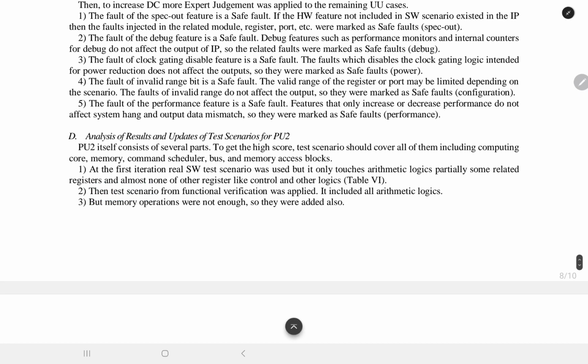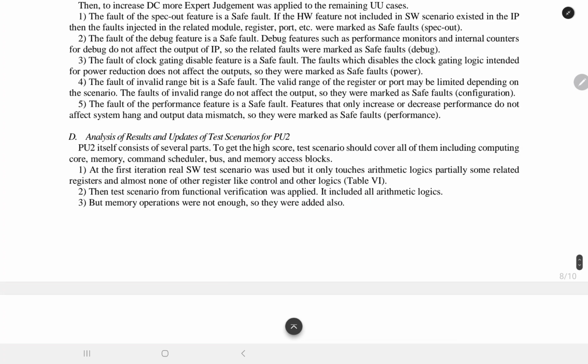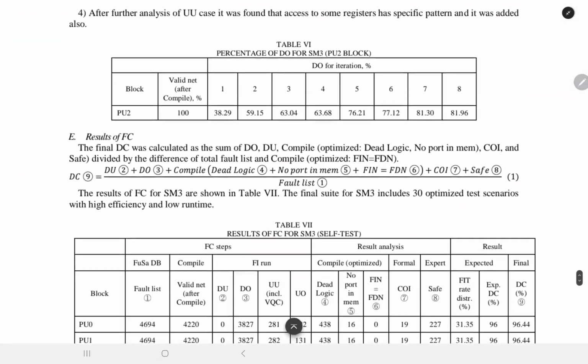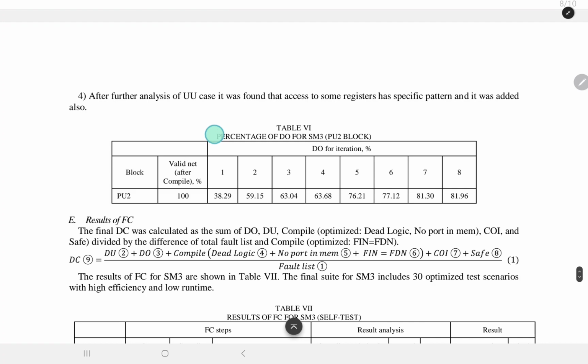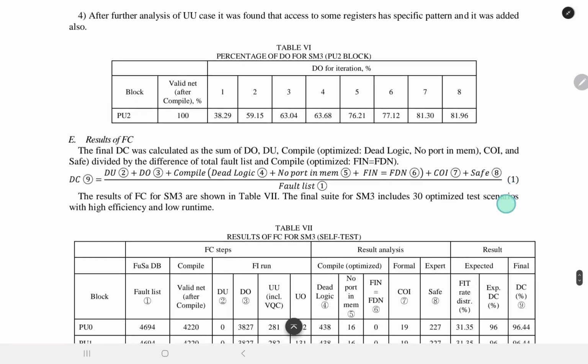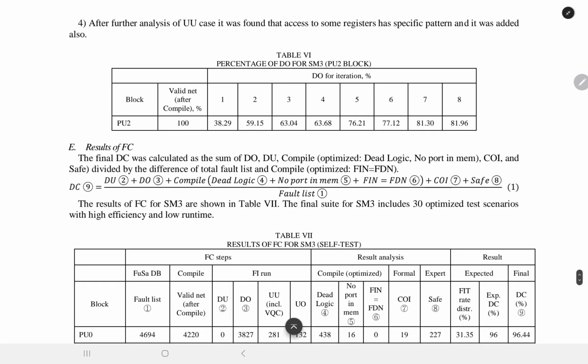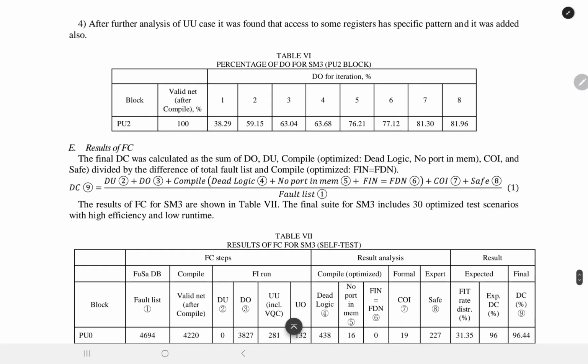Then the test scenario from the functional verification was applied. It includes all arithmetic logics, but the memory operations were not enough, so they were added also. After further analysis of the UU cases, it was found that access to some registers has specific patterns, so they were added. Table 6. Percentage of FC for some SM3 PU2 blocks. Result of the fault campaign.